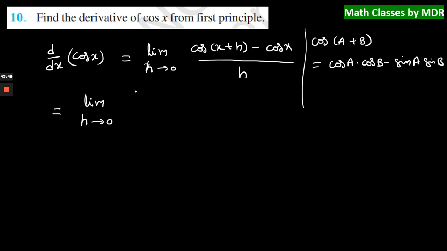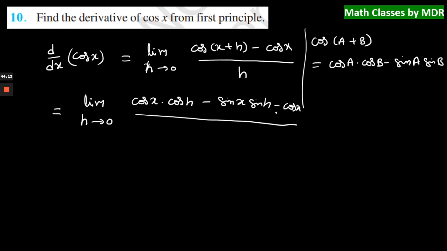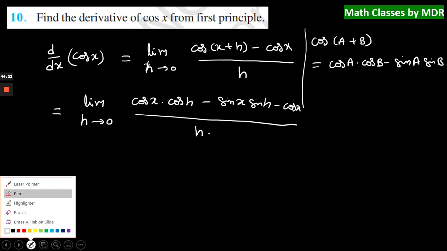Otherwise, if you substitute h is equal to 0, it will be 0 by 0 form. 0 by 0 form is not acceptable, so we are trying to simplify it. So I am writing it as cos x into cos h minus sin x into sin h minus cos x, by h. I will take all the cos x terms one side, and I will take sin x sin h as one term.